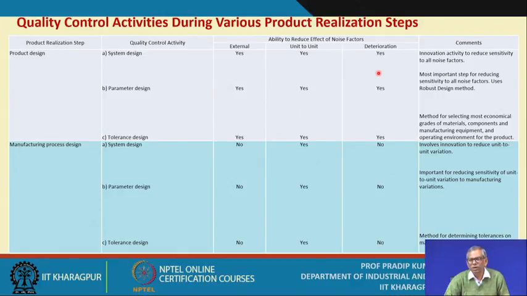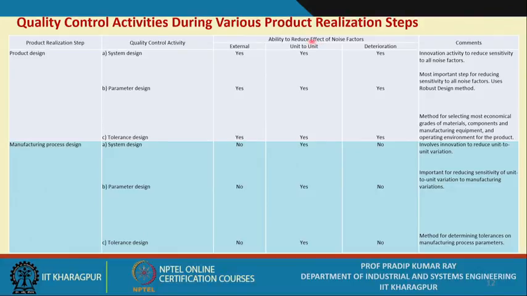Now how do you explain this difference in opinion? Obviously there has to be some unit to unit variation. This unit to unit variation you need to reduce, and it is due to some internal noise factors, so at the system design level you need to take care of these aspects. Innovation activity to reduce sensitivity to all noise factors: these days we talk about innovation, so you must encourage innovation activity. The most important step for reducing sensitivity to all noise factors is using the robust design method.